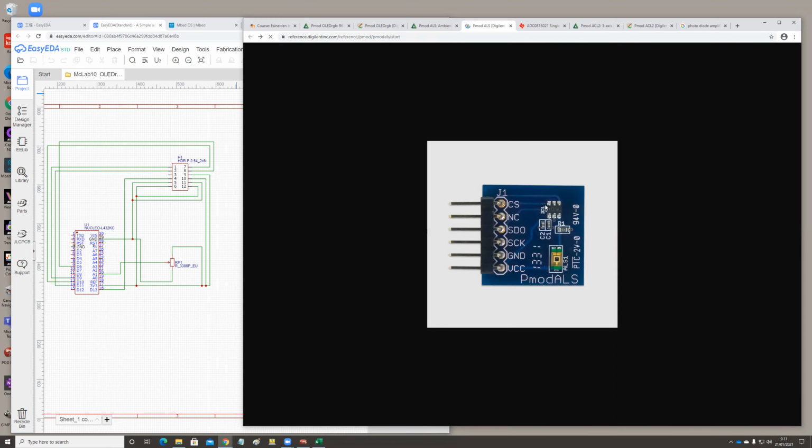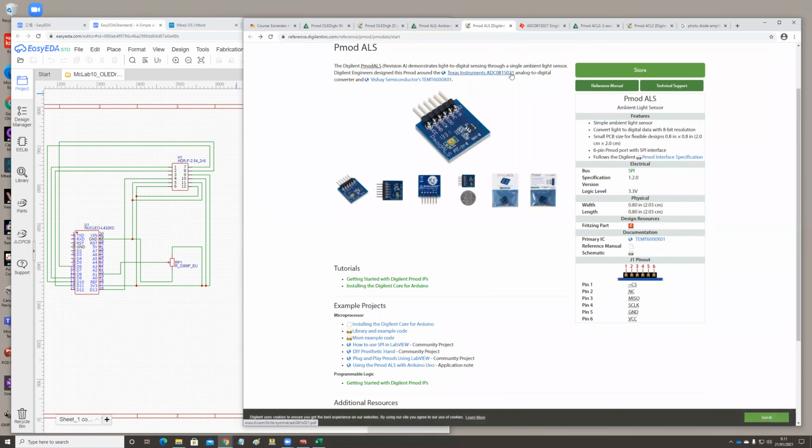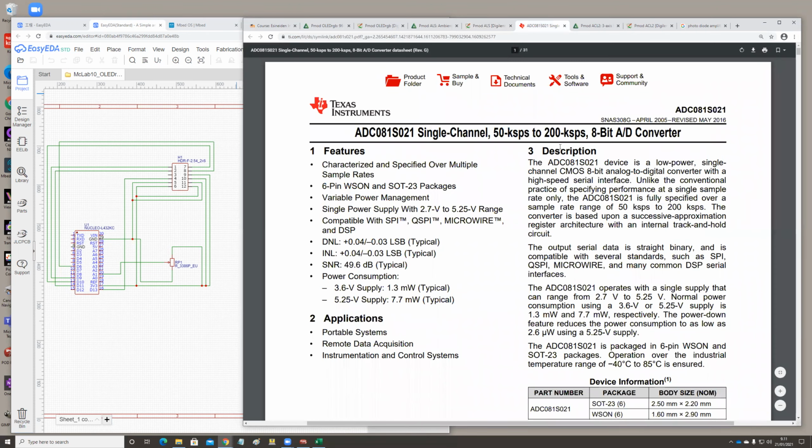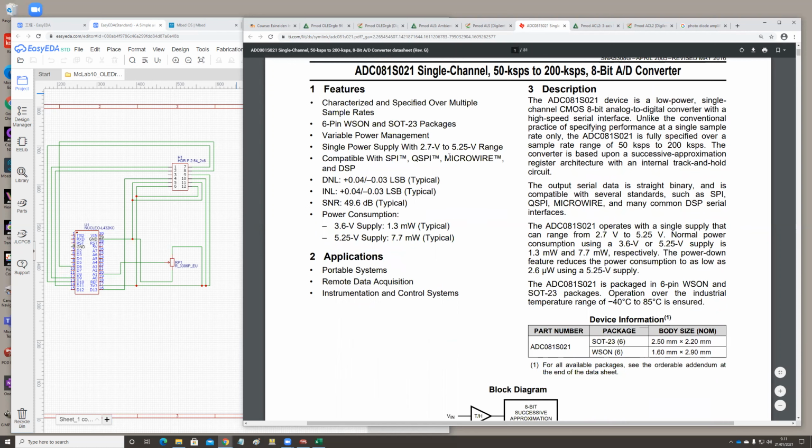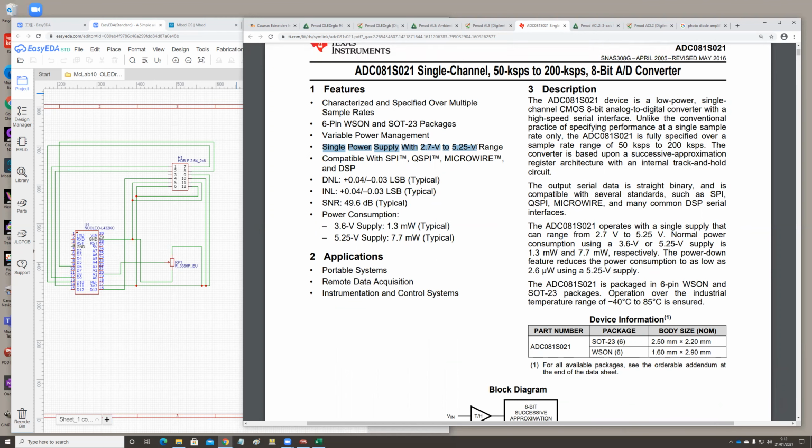The type of the circuit is defined in here, ADC081S021. And then we have a look at the data sheet of that one, this analog to digital converter. It's good for our purposes, with an operating voltage of 2.7 volts to 5.25 volts, so it works quite well with our 3.3 volt circuits.